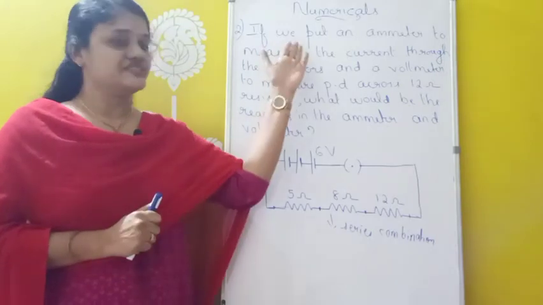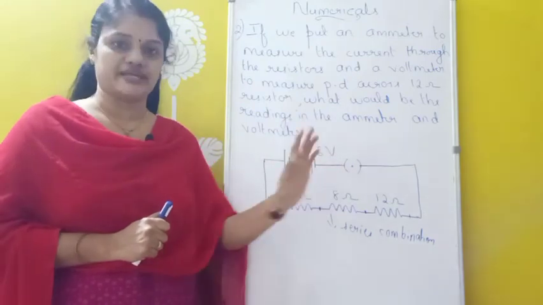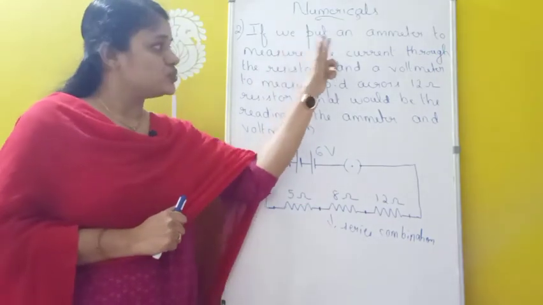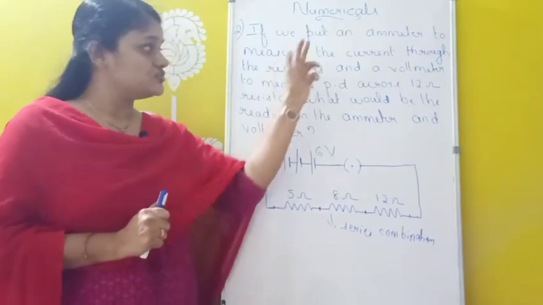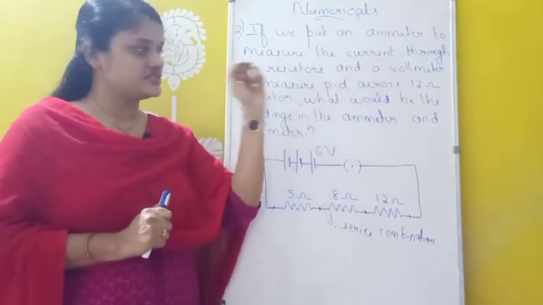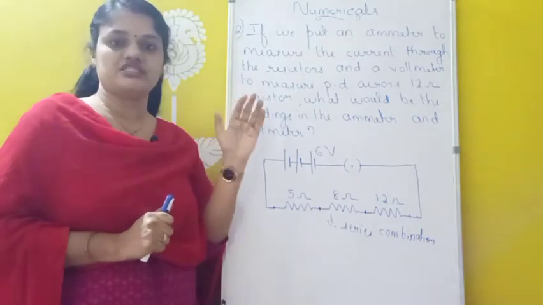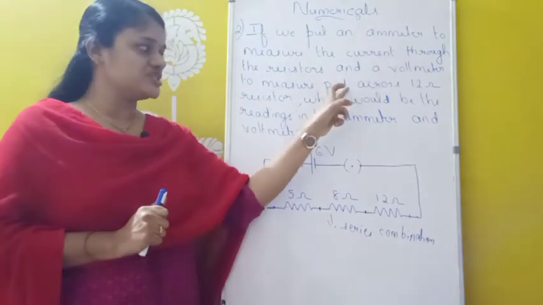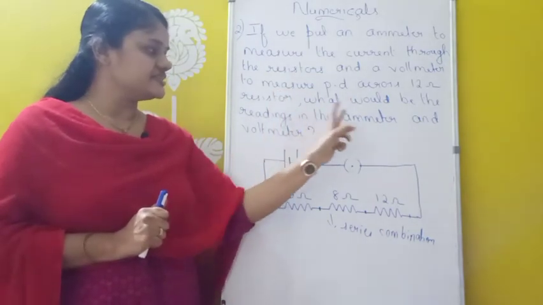Second problem. So this is actually the continuation of the first problem itself. In the first problem we already drew a circuit diagram. The same circuit diagram is here itself. Okay. So in the same circuit diagram, if we put an ammeter to measure current, so we know that an ammeter measures which quantity? Current. So we are putting an ammeter in the same circuit to find current through these resistors. And similarly we are putting a voltmeter to measure which one? Potential difference. Because this voltmeter measures potential difference. And this voltmeter we are connecting to measure potential difference across which one? 12 ohm resistor.